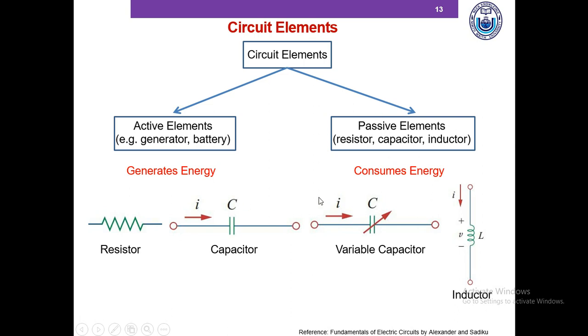So here are some common examples of passive elements, and basically the symbols of passive elements. This is the symbol of a resistor, this is the symbol of a capacitor, this is the symbol of a capacitor but its capacitance is not constant, and this is the symbol of an inductor.